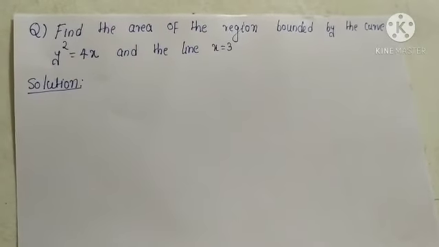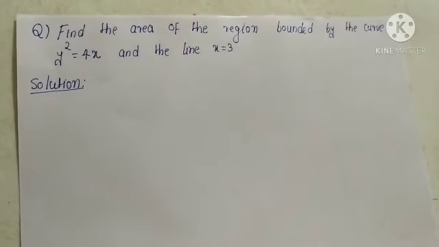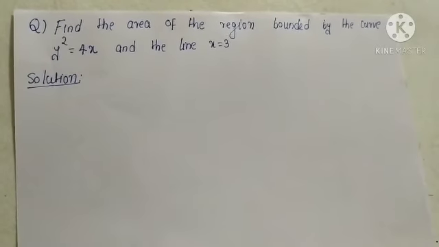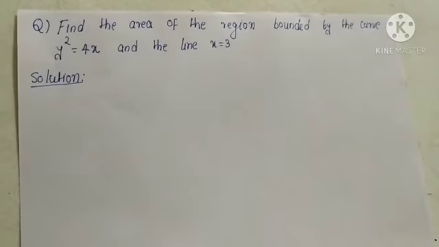This is our third question. Find the area of the region bounded by the curve y square equal to 4x and the line x equal to 3. So let's start the solution of this question.